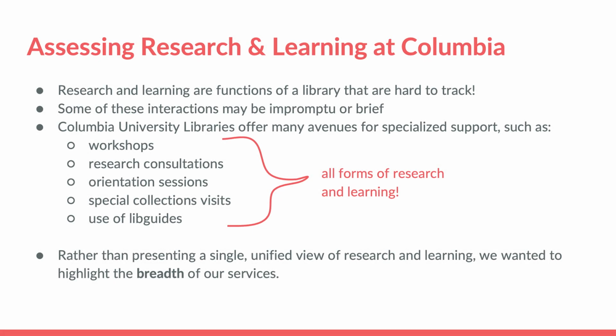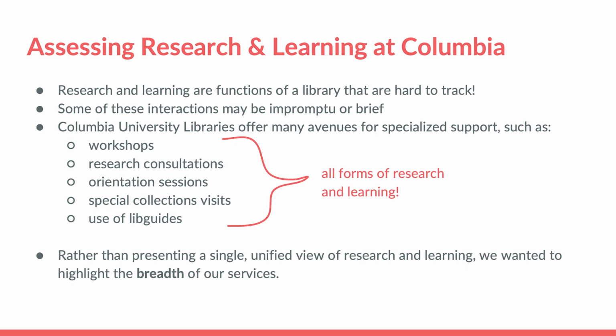And then finally, I want to talk about how to represent data when it's really hard to track. Something we're currently working on at Columbia is research and learning. Research and learning are functions of our library that are so critical and are often hard to track because these interactions may be impromptu or brief. And there are so many different routes of support, as I'm sure many of you have seen: workshops, research consultations, orientation sessions, special collections visits, use of LibGuides.